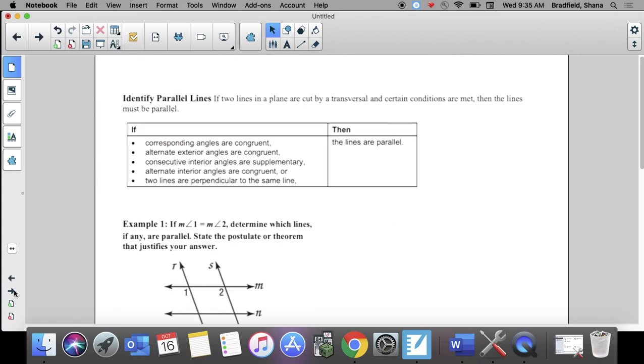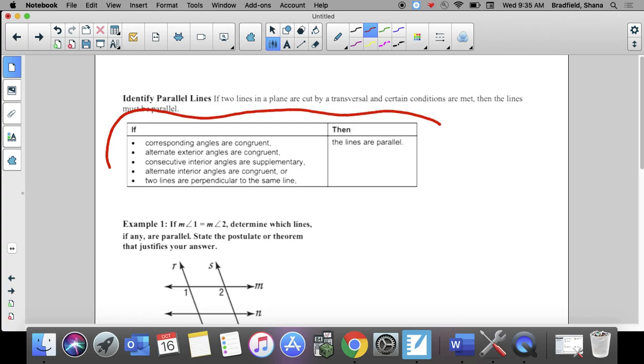At the top of this page, we just have basically the condensed form here, just a review of what we talked about on the previous page. You can see that we all have these certain criteria: if the angles are congruent or supplementary, then the lines are parallel. And so in order to prove that lines are parallel, one of these 5 things has to happen.